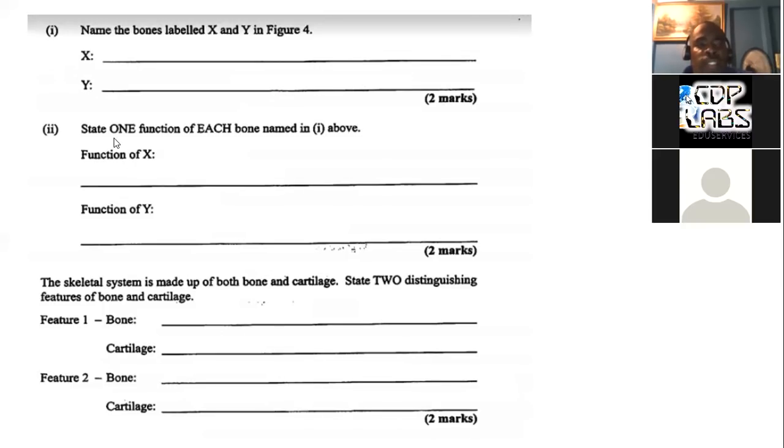It says state one function of each bone named in I above. What's the function of X? Alia, what's the function of X? Protect the skull. Protect the brain. Don't make a mistake there again. So, protect the brain, not the skull. How can the skull protect itself? That is selfishness. Alright?